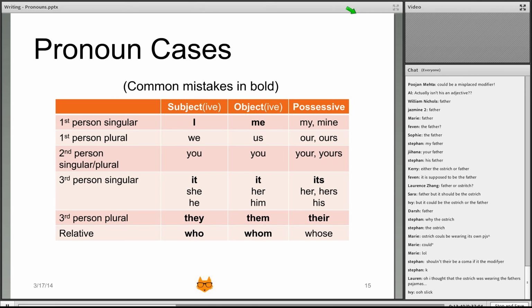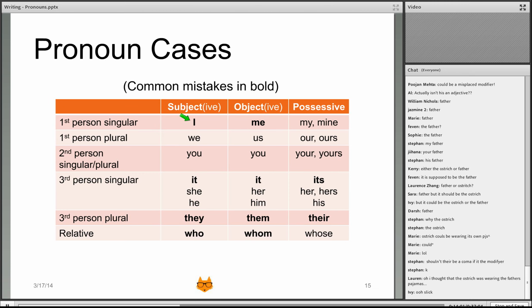So for example, the ones that are commonly mistaken, I put in bold. So this is one that's commonly mistaken, I and me. I, me, and mine, all those refer to the same thing. Those are all used to refer back to the author. I, me. But we use different pronouns in different situations.